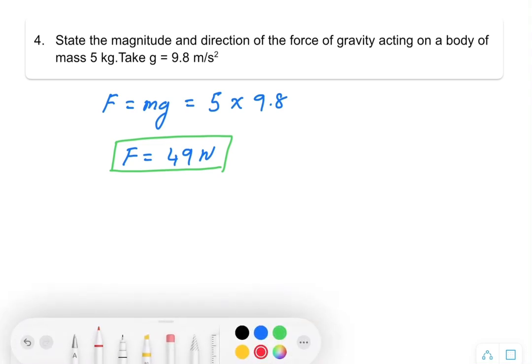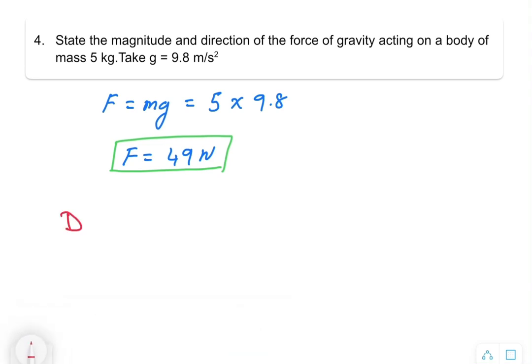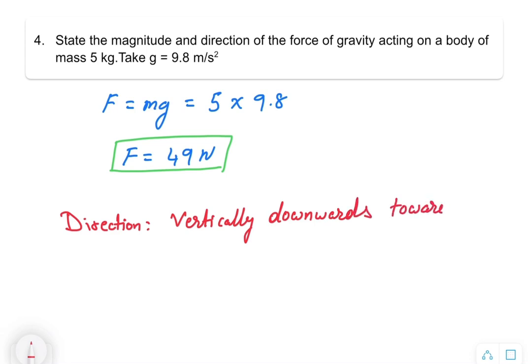Direction. Direction of the force of gravity will be vertically downwards, towards the center of the earth.